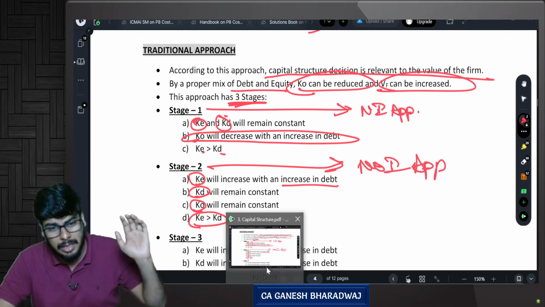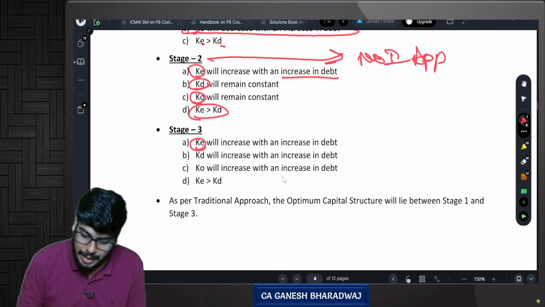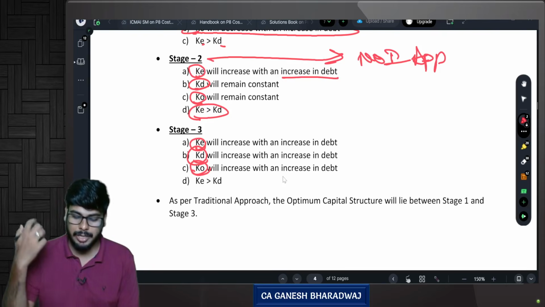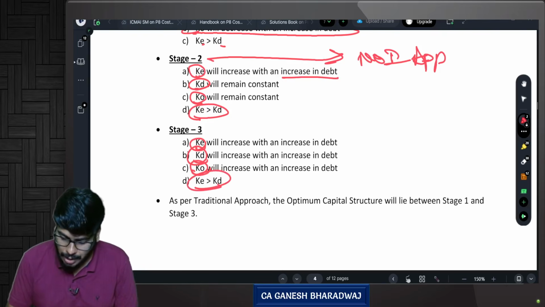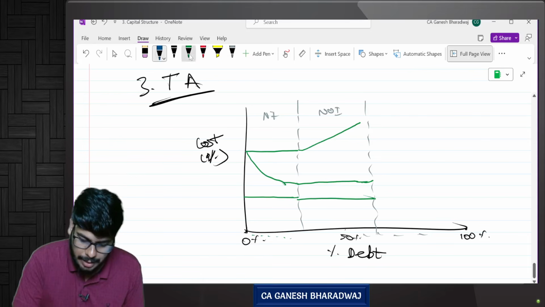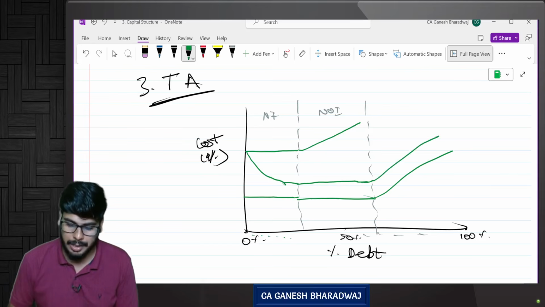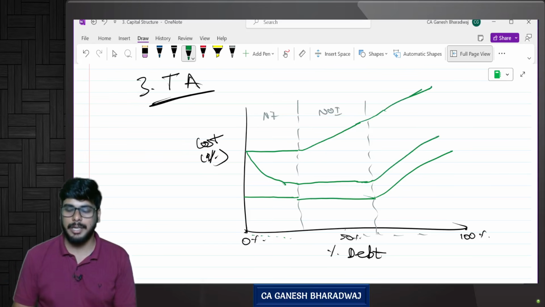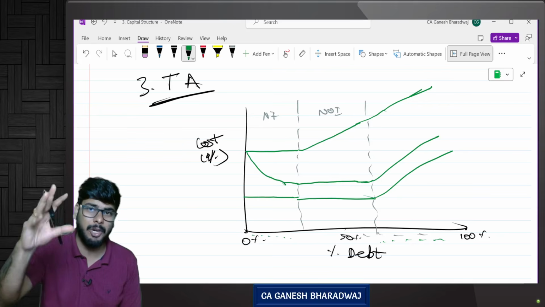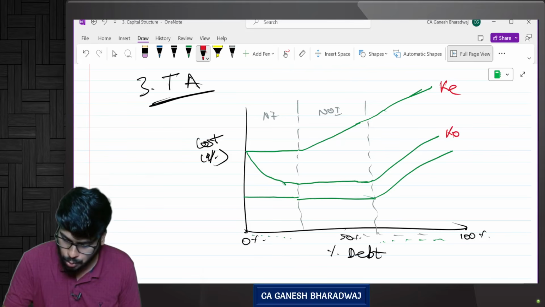Beyond a point, if you still keep infusing debt in your capital structure, now KE will increase. Correct? Now KD will also increase. Yes, KO will also increase, and KE is always greater than KD. Beyond a point, if you still keep on infusing more debt, KD will also start increasing, KO will also start increasing, KE will also start increasing. Sir, why sir? If you keep on infusing debt, this is KE, this is KO, this is KD.